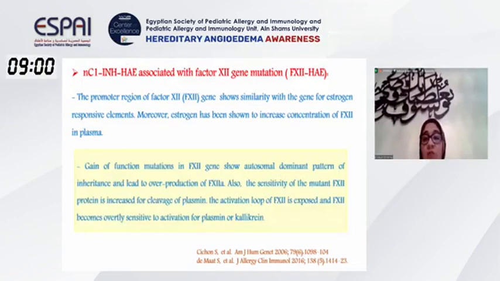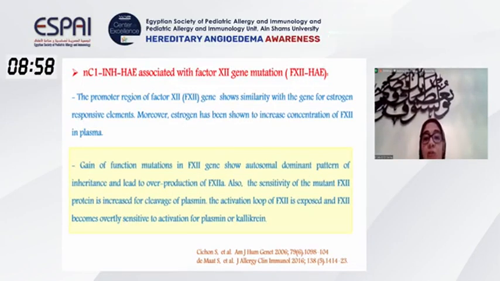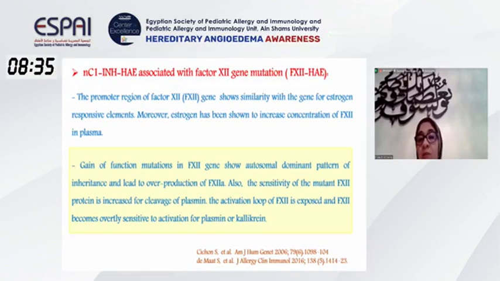Gain-of-function mutations were recognized that lead to overproduction of active factor 12. Moreover, the sensitivity of the mutant factor 12 protein is increased for the positive feedback loop and activation by plasmin, resulting in being overly sensitive to activation by plasmin and kallikrein and an amplified pathogenic effect of the contact system.